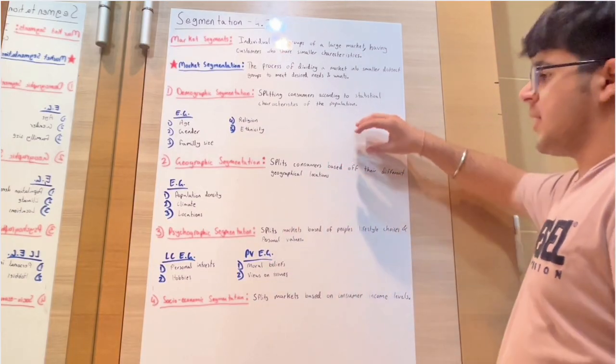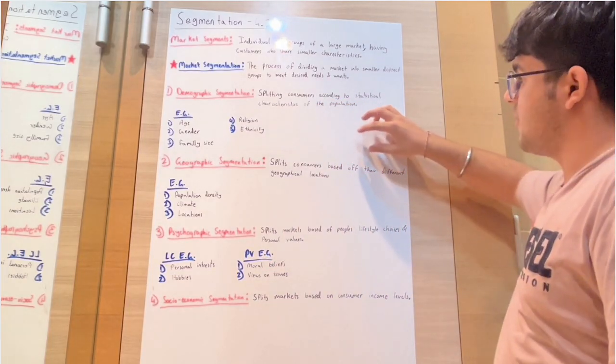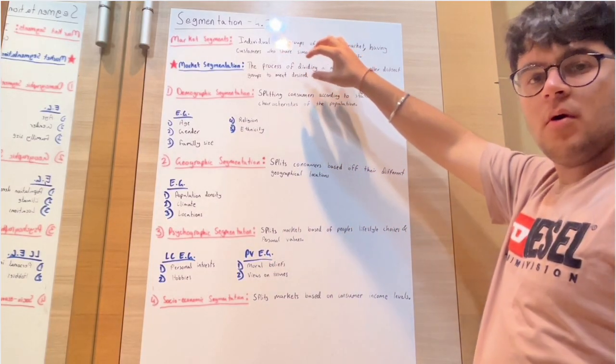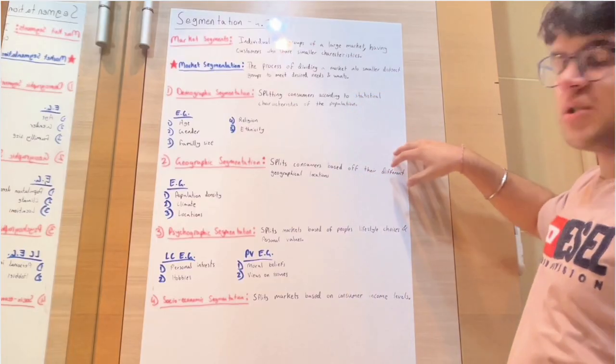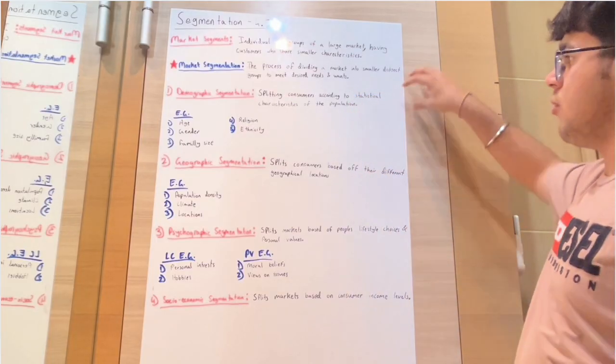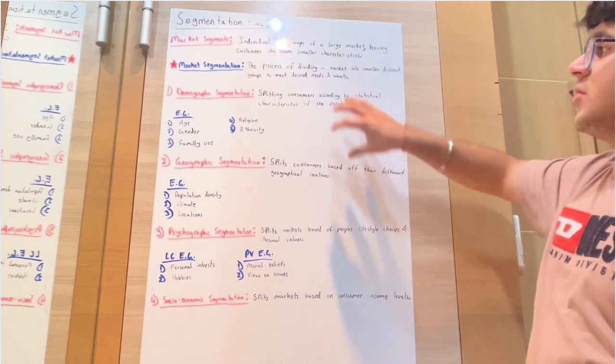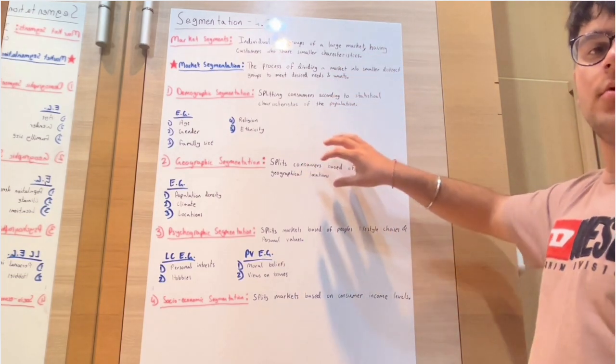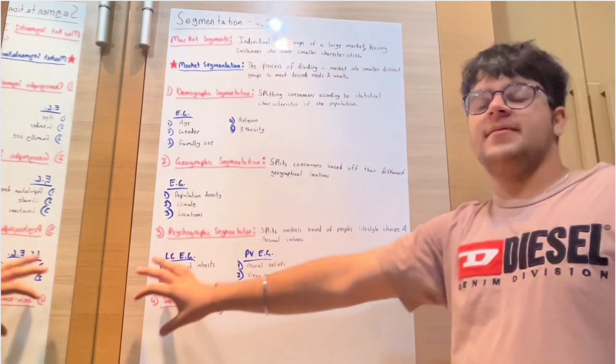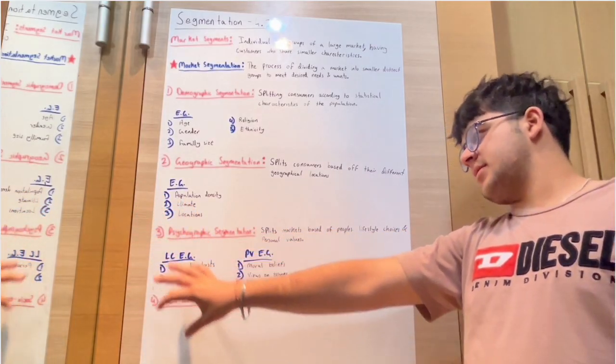So let's go back to the watch example. You can split it by people who like to play football, people who like to go on yachts, people who like to look at their watch a lot. It's just personal interests. People who like gold, people who like silver. That's your lifestyle choices, and that's what psychographic is.